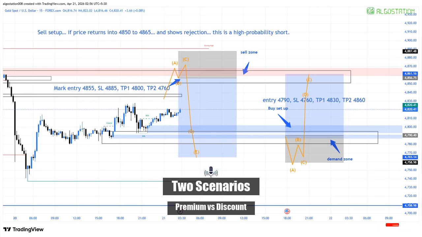So we have two clear scenarios: sell from premium or buy from discount. Pro tip: never trade in the middle. The edge exists only at extremes where liquidity is. Always align your trades with higher time frame bias. That's where consistency comes from.